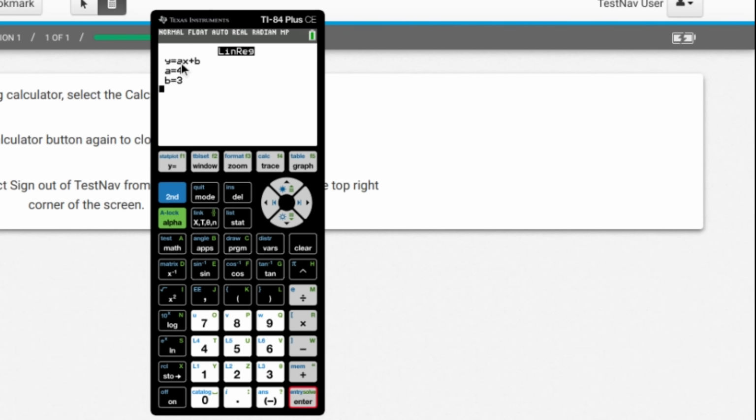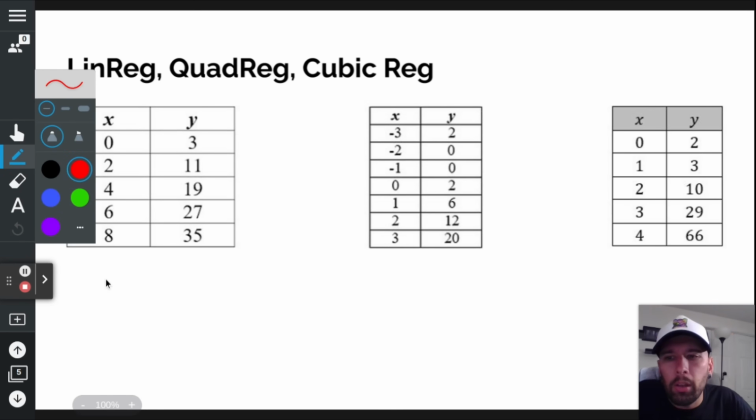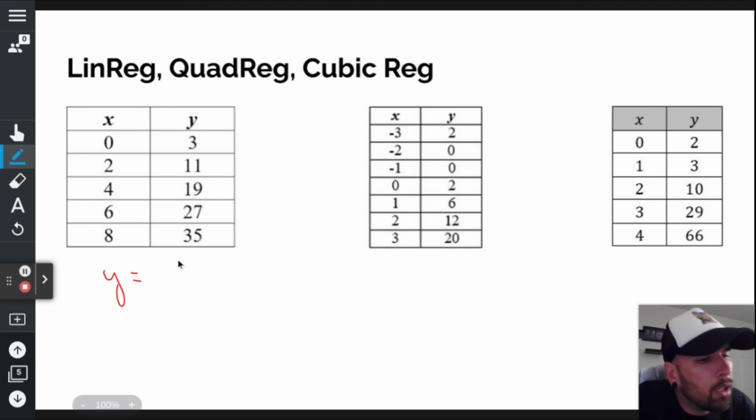And it gives you y equals ax plus b, where a is 4 and b is 3. The way we recognize this is slope-intercept form, where instead of m you have a, and you just substitute this in. So our final answer here is y equals 4x plus 3. The linear regression gives us y equals 4x plus 3.